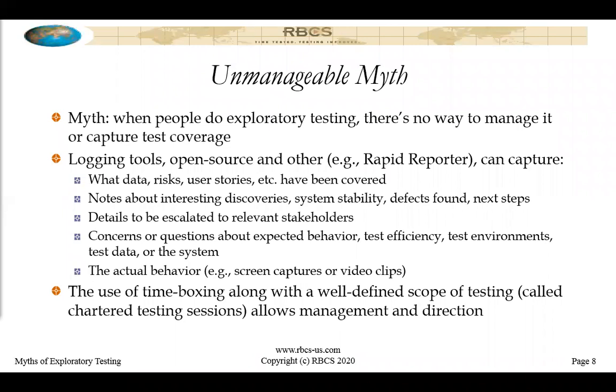Now, another myth of exploratory testing is that it's not manageable. There's no way to manage it, no way to capture test coverage. It's just this wild, chaotic bug hunt. And it certainly can degrade into that. But you can get logging tools, Rapid Reporter being one of them, that can capture what you've covered and what you've seen and what kind of defects have popped up and what you expect to do next, and what kind of things the stakeholders may need to hear about, and questions that you might have, like, did this do the right thing? I don't know, because my test oracle is imperfect, as they often are.